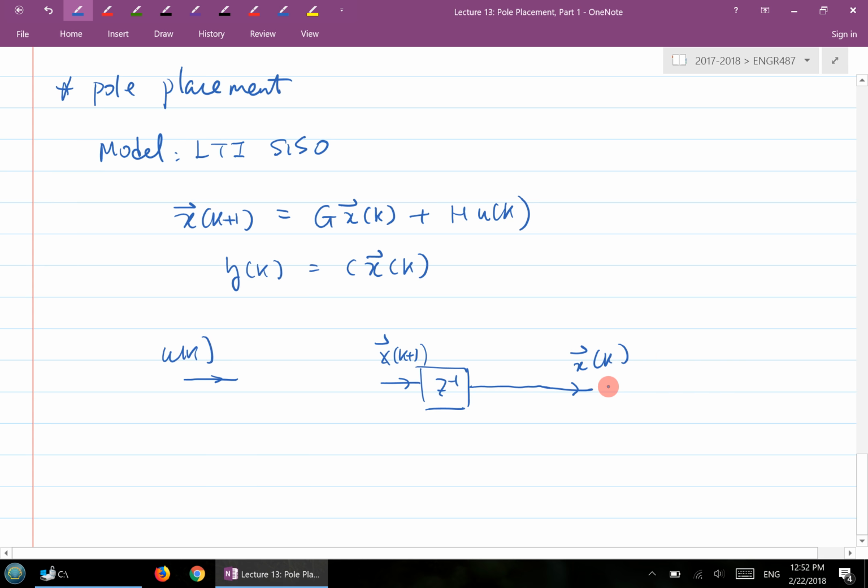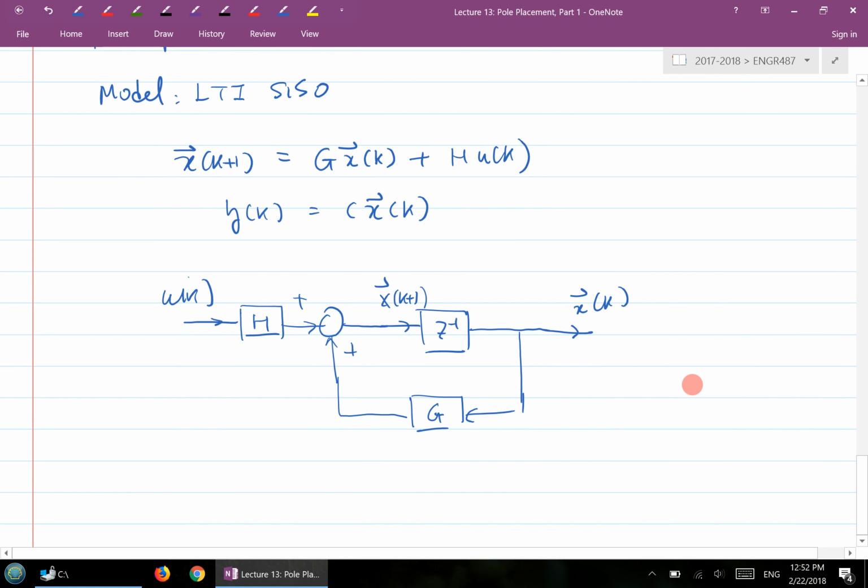But then x of k plus 1 is equal to g times x of k, plus h times u of k. So h times u of k should be here, plus this term here. These two added together produce x of k plus 1. That's a simple simulation diagram representing this system. As a matter of fact, this is something you can use to construct this system in MATLAB Simulink.